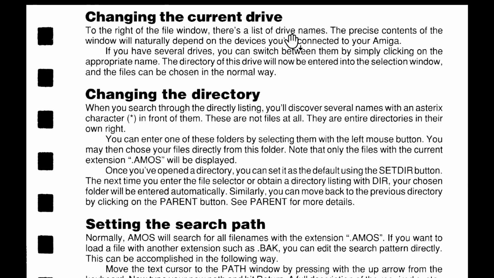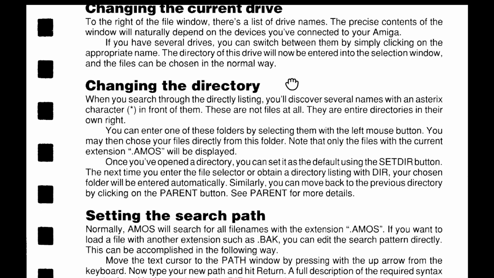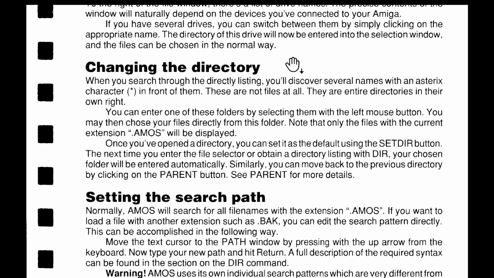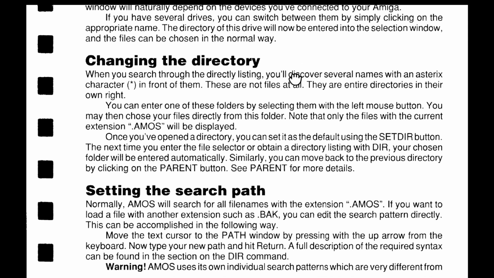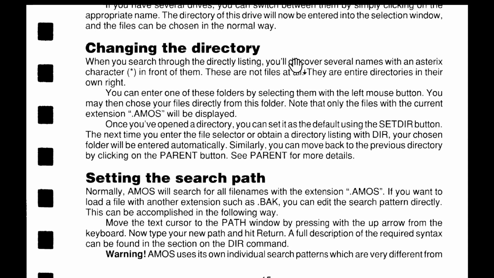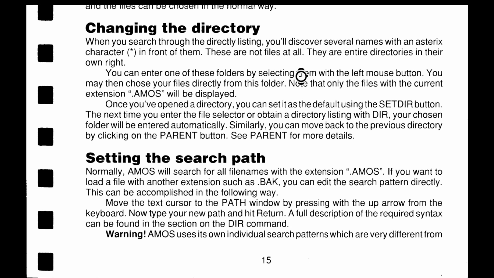Changing the current drive. To the right of the file window, there's a list of drive names. The precise contents of the window will naturally depend on the devices you've connected to your Amiga. If you have several drives, you can switch between them by simply clicking on the appropriate name. The directory of this drive will now be entered into the selection window. And the files can be chosen in the normal way.